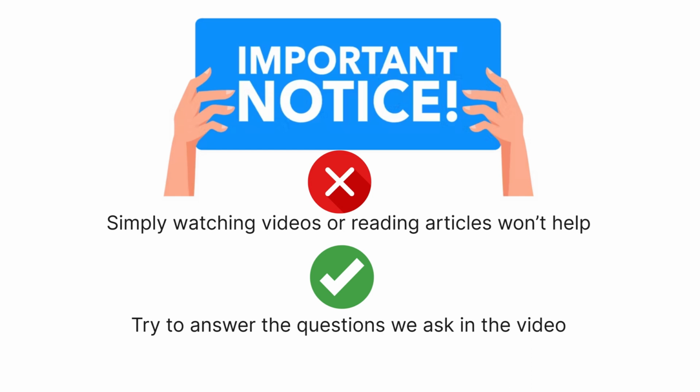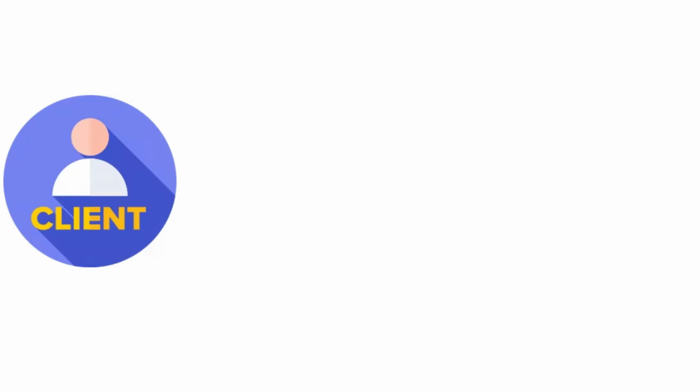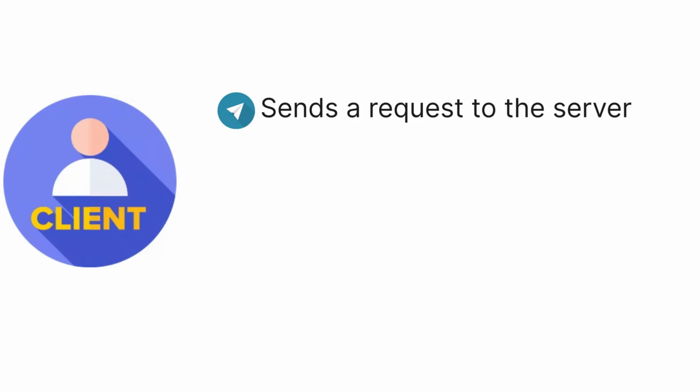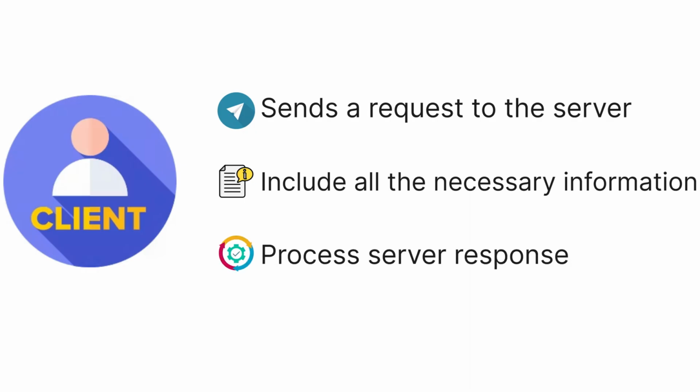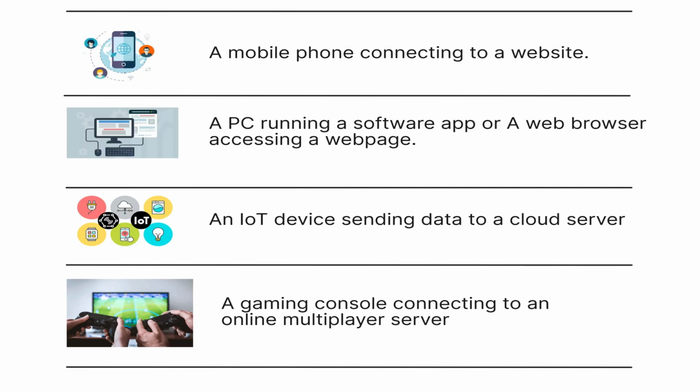Now let us understand the key components of client-server architecture. The first component is the client. It's a device or application that needs to use the services of another application. To do this, the client sends a request to the server containing all the necessary information for the server to process and provide the required service. Examples of clients include a mobile phone connecting to a website or an application, a desktop computer running a software application, or a web browser accessing a web page. It can also be an IoT device sending data to the cloud server, or a gaming console connecting to an online multiplayer server.